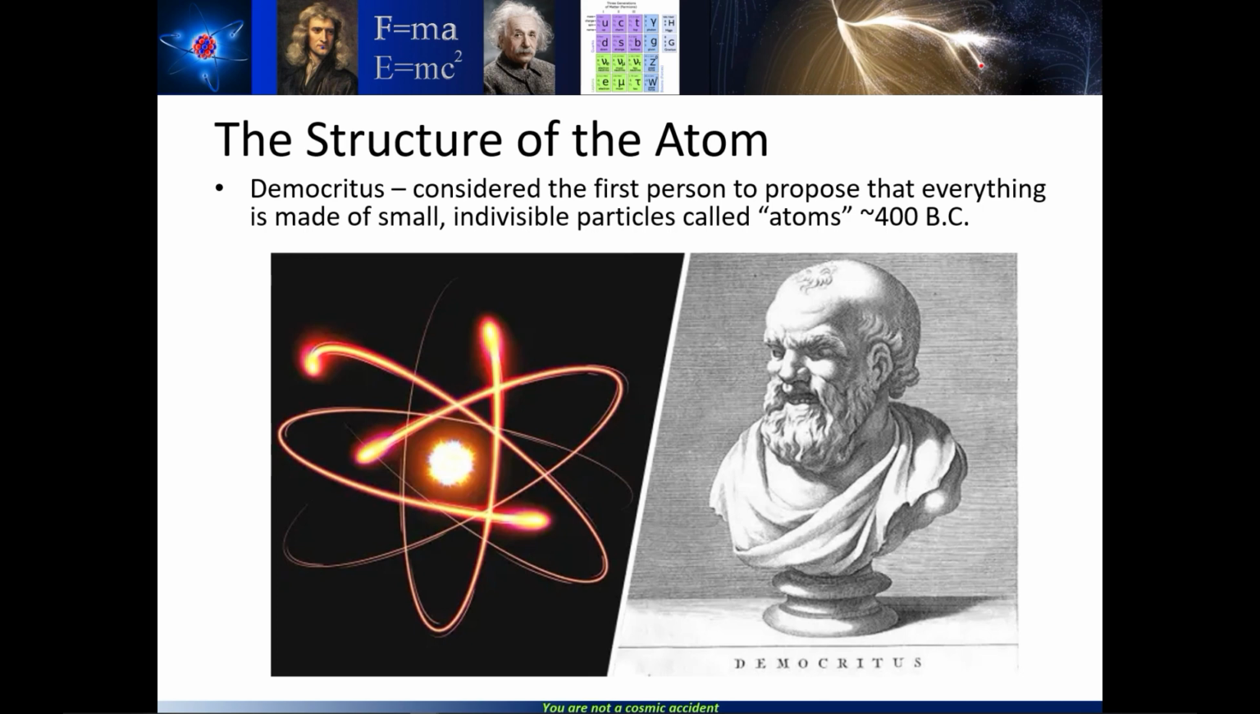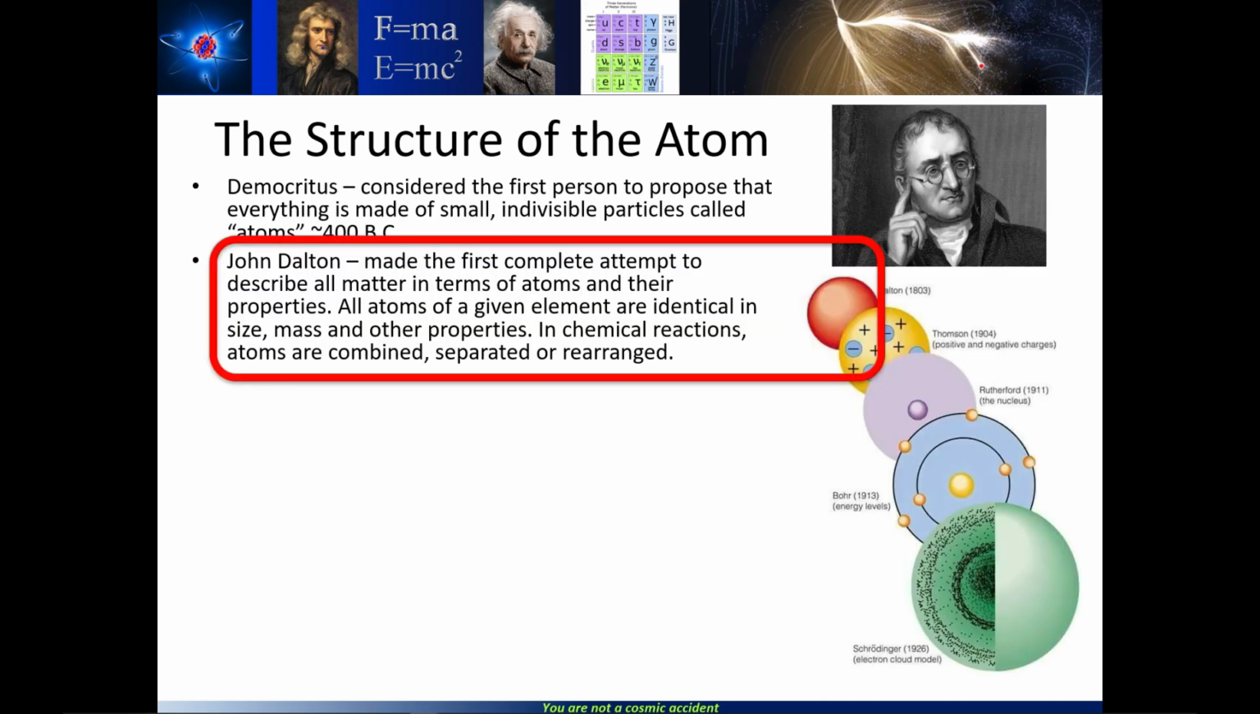All right. So fast forward like 2,000 years, and we get to this guy John Dalton. He is the one who made the first complete attempt to describe all matter in terms of atoms and their properties. He's the one that pushed the idea that all atoms of a given element are identical in their size and their mass and their properties. And what we're going to see in these chemical reactions, atoms are combined, separated, and rearranged. So that was kind of the next step in our journey to understanding the atom.